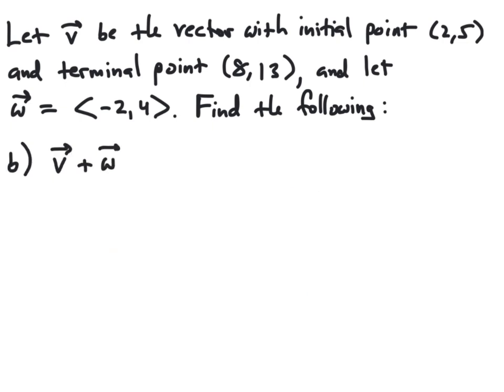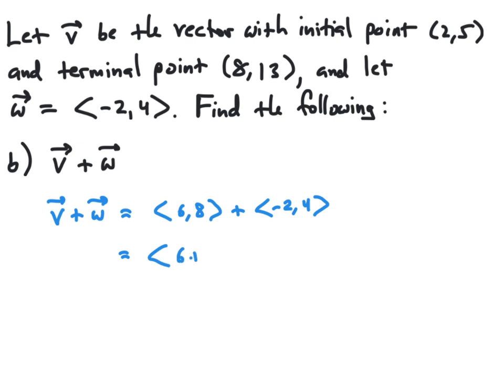Next, we want to find the sum v plus w. Based on what we've just done, we now have the component form for both v and w. We know v is the vector <6, 8>, and the component form for w we were given as <-2, 4>. When we add two vectors in component form, we simply add the corresponding components. So our first component will be 6 plus -2, and our second component will be 8 plus 4. And so v plus w is the vector <4, 12>.